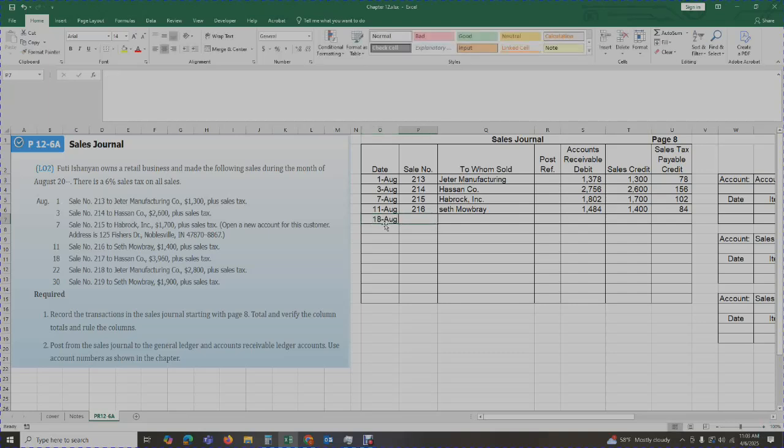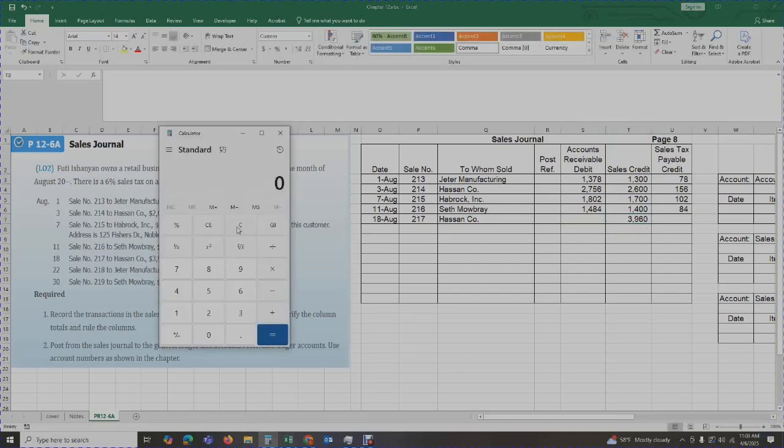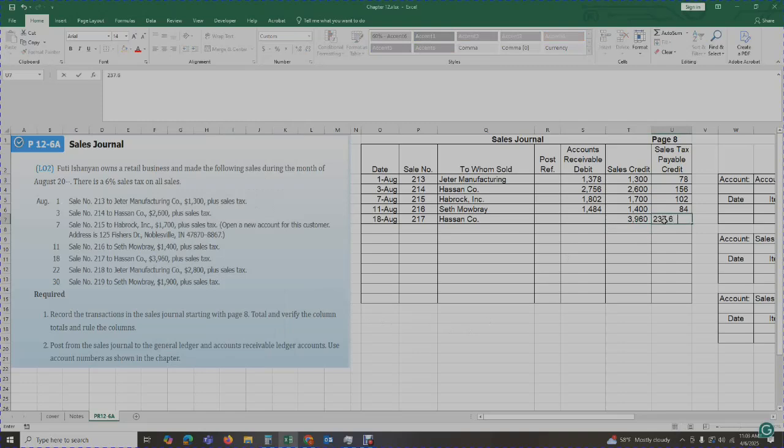August the 18th, we have sale number 217. Let me capitalize Seth. Let me go back. Here we go. So 217, we sold it to Hassan Company. We made the sale for $3,960. Make sure you enter it in the right cells. This is the sales amount. We have to calculate taxes. $3,960 times 6% gives me $237.60. So we're going to enter that.